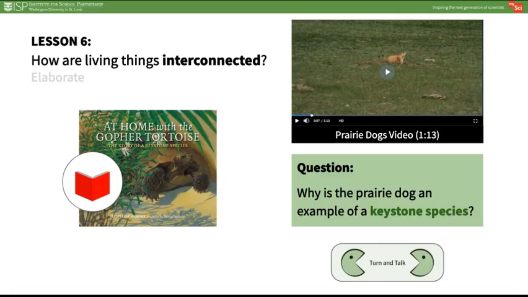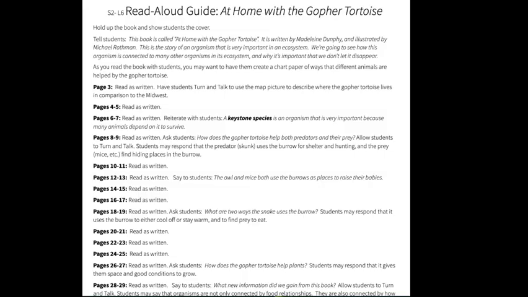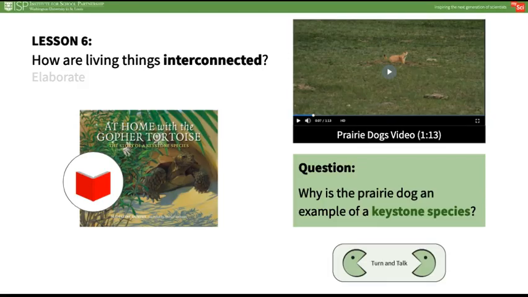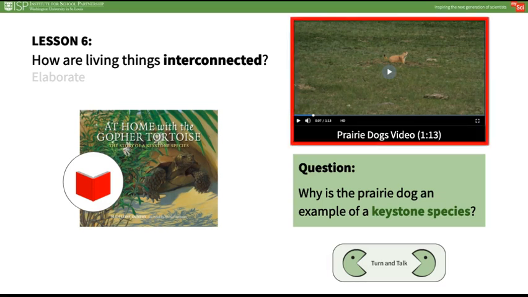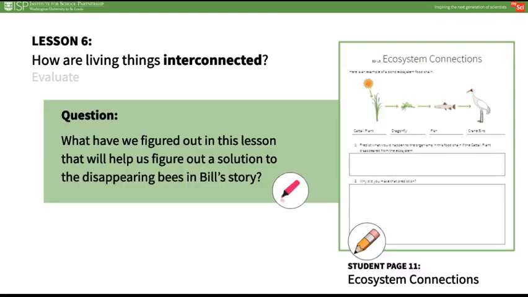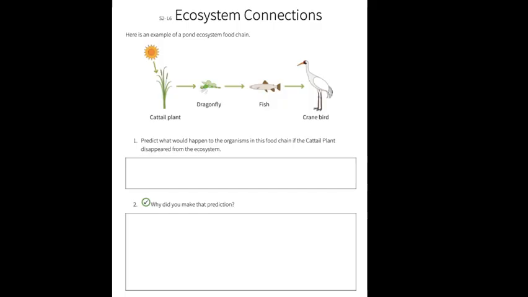In the Elaborate portion of the lesson, share organism interactions within an ecosystem that are not predator and prey. First, read aloud At Home with Gopher Tortoise. A read aloud guide for this text is in the teacher pages. Then introduce the idea of the prairie dog as a keystone species by showing them this video. After the video, ask them why the prairie dog is an example of a keystone species, allowing them to turn and talk to discuss.